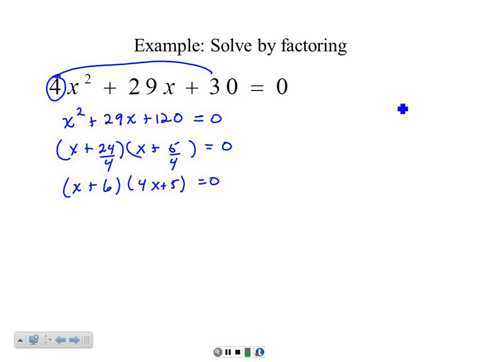equal to 0. And then we're going to take each one of these factors and set them equal to 0. And then we'll solve, and so we'll get x is equal to negative 6, and x is equal to negative 5/4. And so remember, when you have these quadratics, you are going to have 2 answers. So in this chapter, make sure when you solve a quadratic, you do come up with those 2 answers.